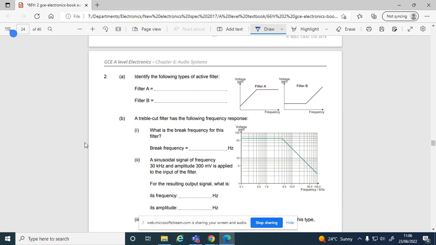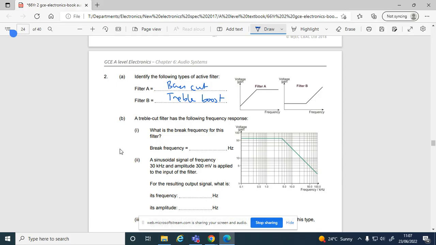There is one more bit to do. Hopefully I have time to do this one. Dead easy. What are these filters? Look, if it goes down, it cuts. If it goes up, it's a boost. So I know filter A is a cut. Is it cutting the high or the low frequencies? The low frequencies, bass cut. And this one's a treble boost.